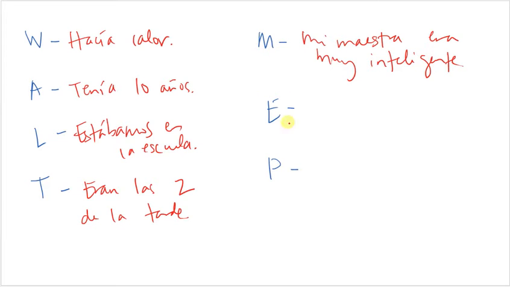So to describe somebody mentally, emotionally, estaba feliz. She was happy. I don't know when she started being happy or when she stopped being happy. I just know she was happy. So emotions and then physical descriptions. Era alta. She was tall.